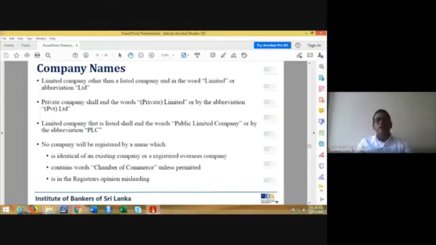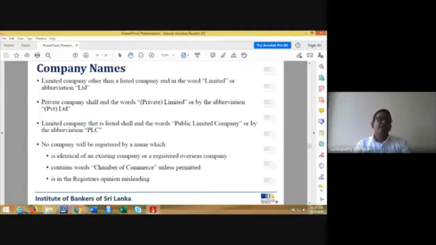The other requirement, you can ask the other question. If it is a limited company and listed in the stock exchange, then it shall end with the words public limited company or the abbreviation PLC. You would have noticed that the companies listed in the stock exchange are generally called PLC. You can observe it in the Colombo Stock Exchange list: the company names end with PLC, John Keells Holdings PLC, Hayleys PLC, and all the other listed companies. They end with PLC because they are public limited companies.